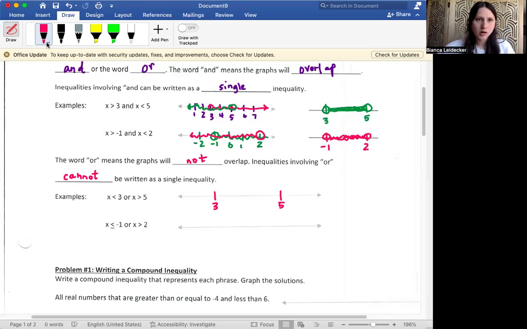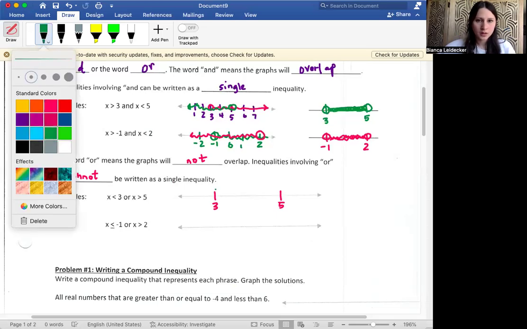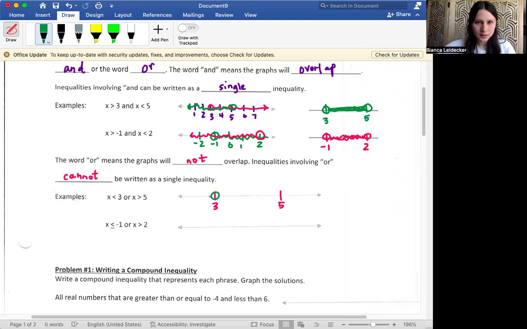So 3 is here, x is less than, going to the left. 5 is here, x is greater than, going to the right. So they have nothing in common. Meaning any value that's less than 3 or any value that's greater than 5 could be the value of x. What cannot be the value of x is anything between 3 and 5. Okay, looking at the next one.